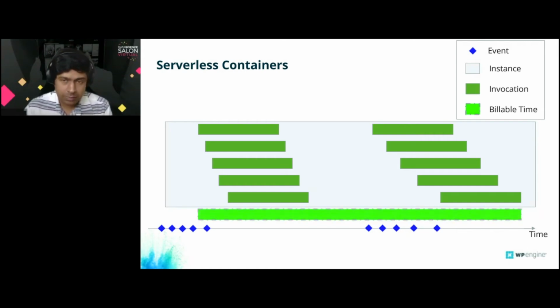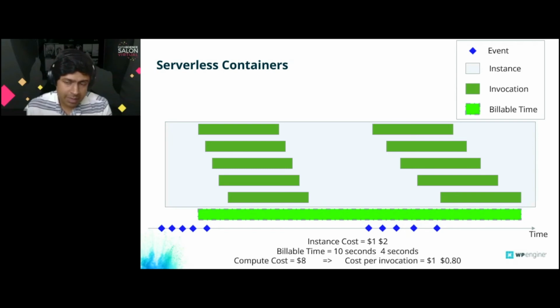Let's assume that we need double the memory, so 256 megs, to be able to serve all these events concurrently. So then my instance cost doubles from $1 to $2. But my billable time has gone down from 10 seconds to 4 in this scenario. So then my cost per invocation in this example has gone down to 80 cents. So this shows how we can get more efficient use of the serverless resources that we're paying for.